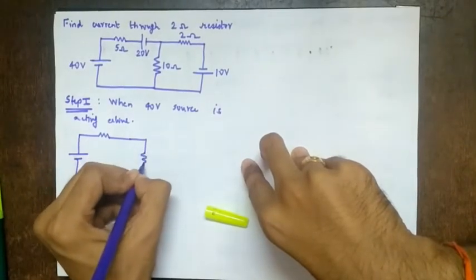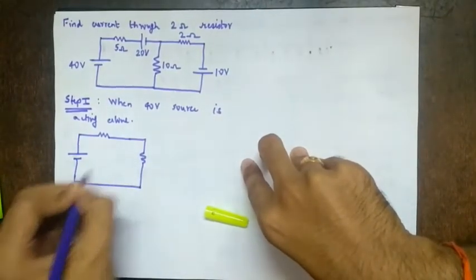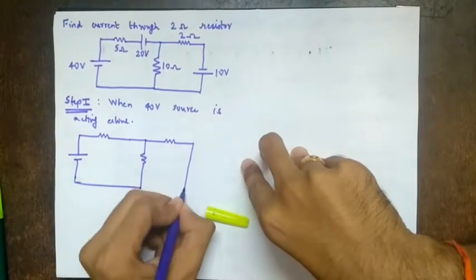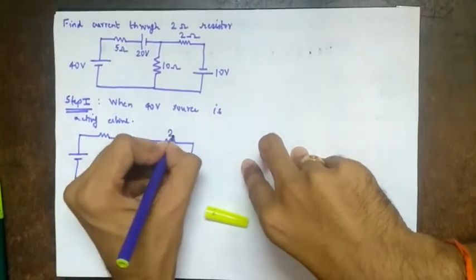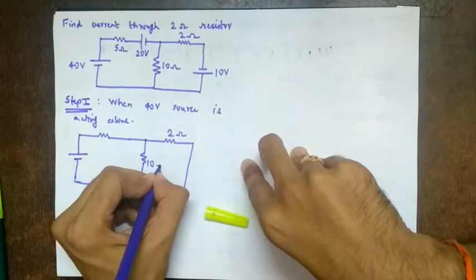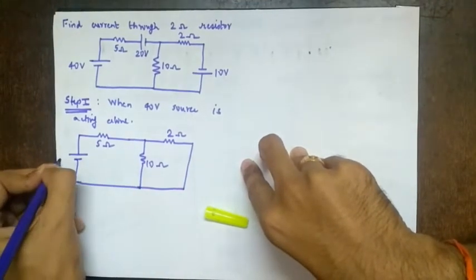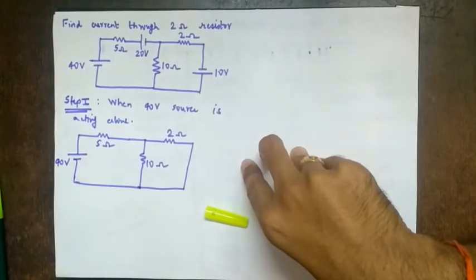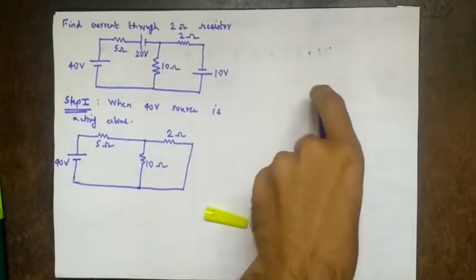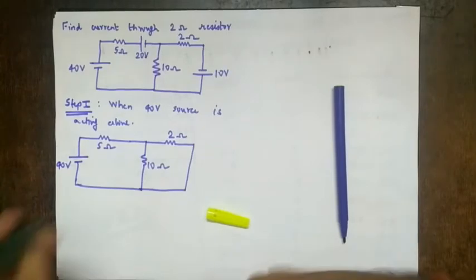So it is shorted here. So this is also shorted. So you see the sum has become very simple. We can just solve it using series parallel reduction technique. And this is 40 volts. So what we have to do? We have to find the current through 2 ohms.